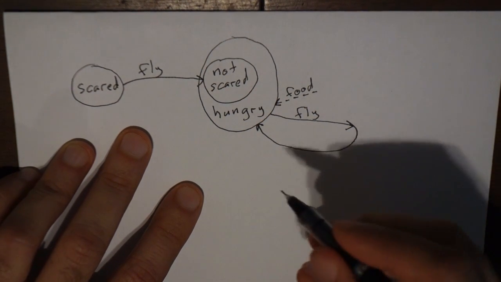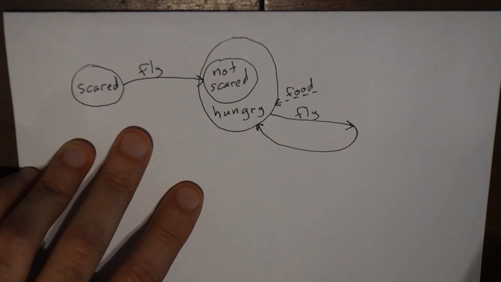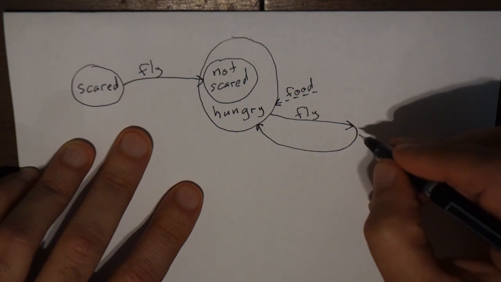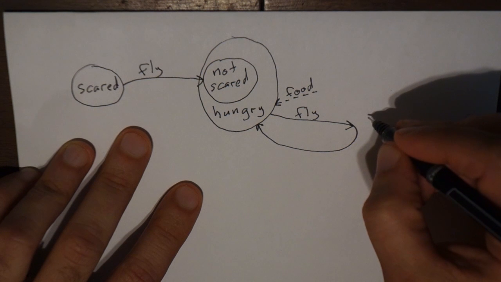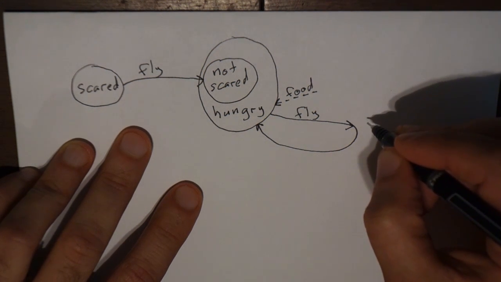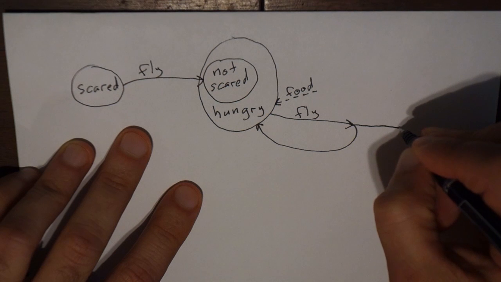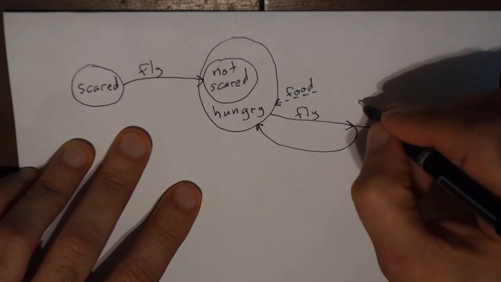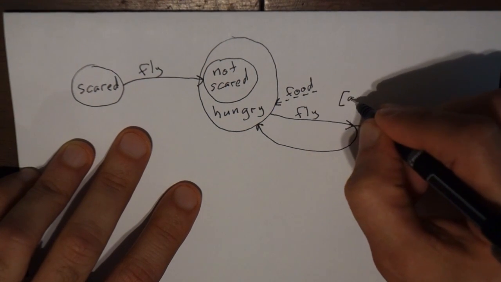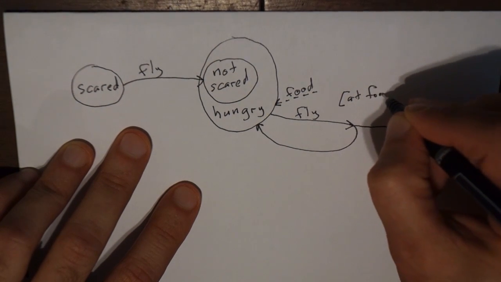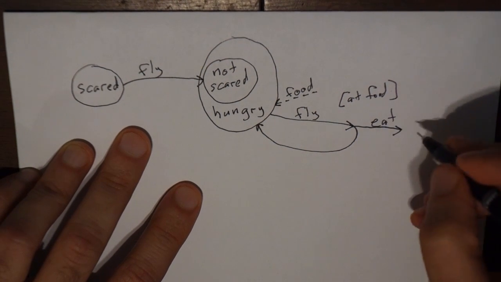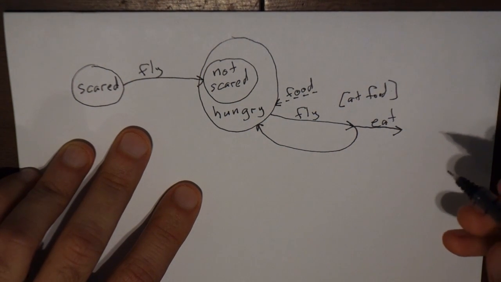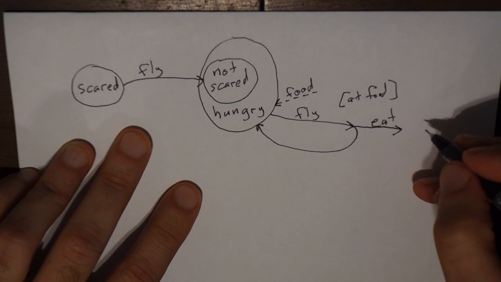Now, if on the other hand, it is at the food, because it has flown so far that it has reached the food, then it can eat the food. So this is at food. Then it can eat, and it now is not hungry.